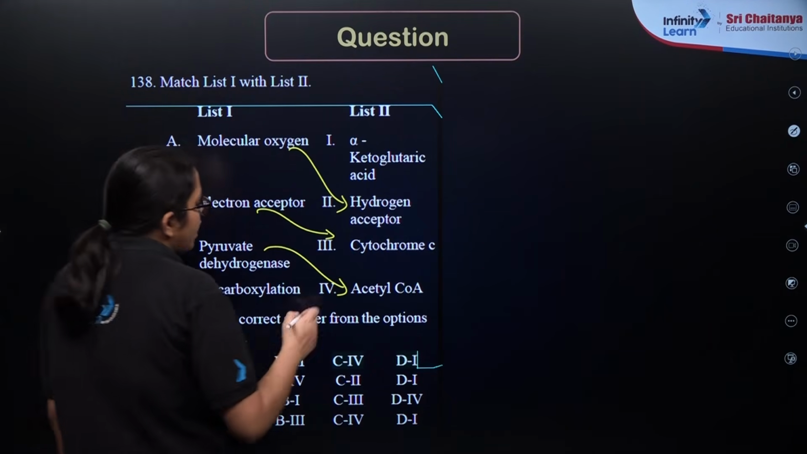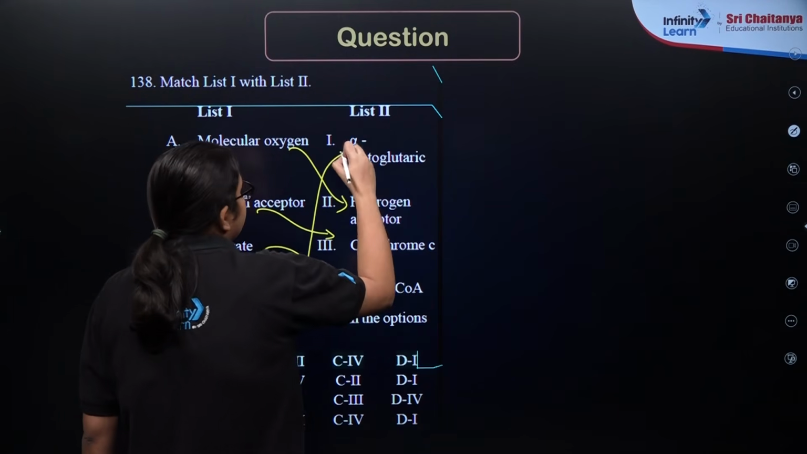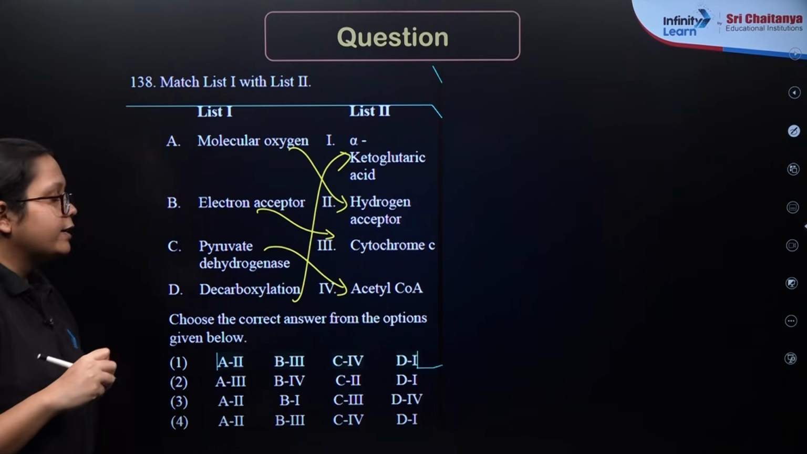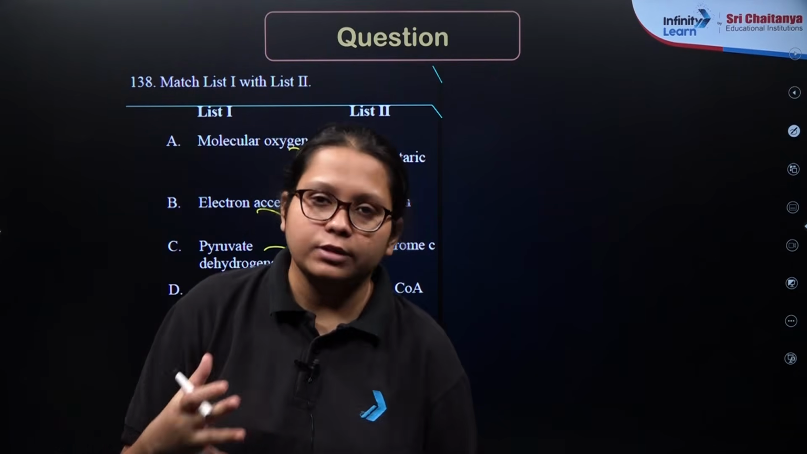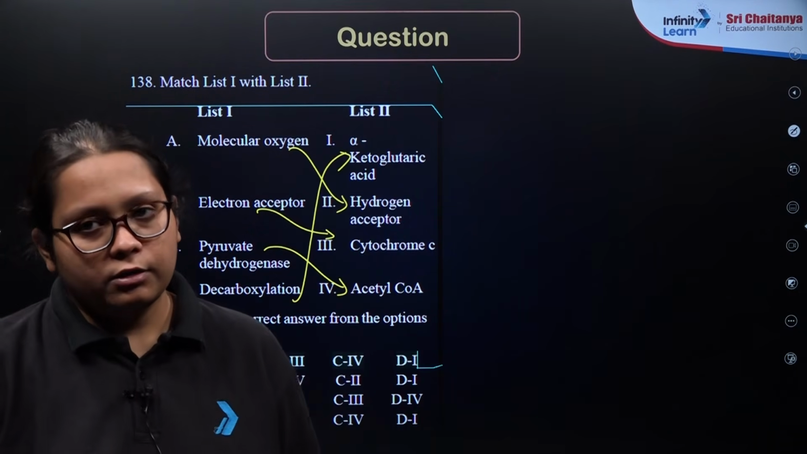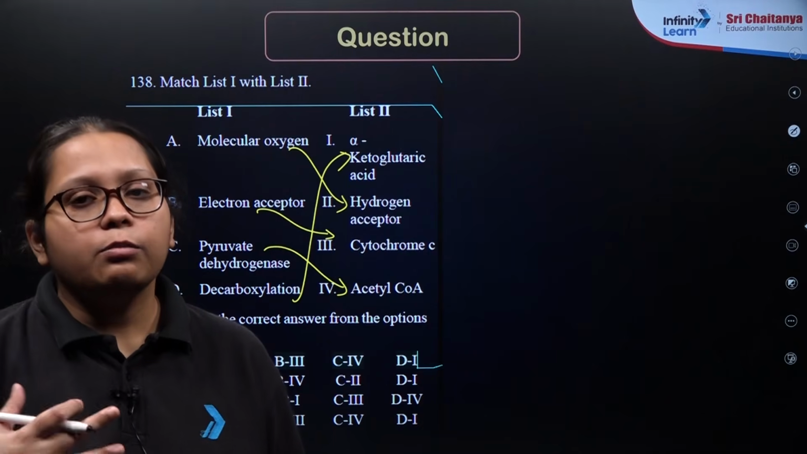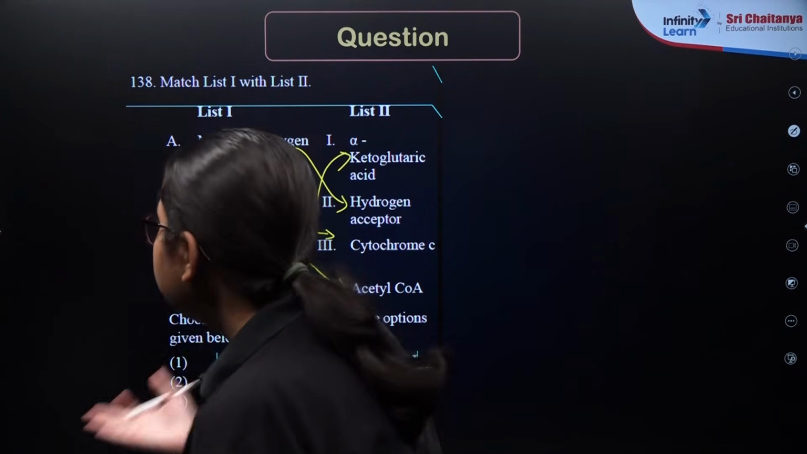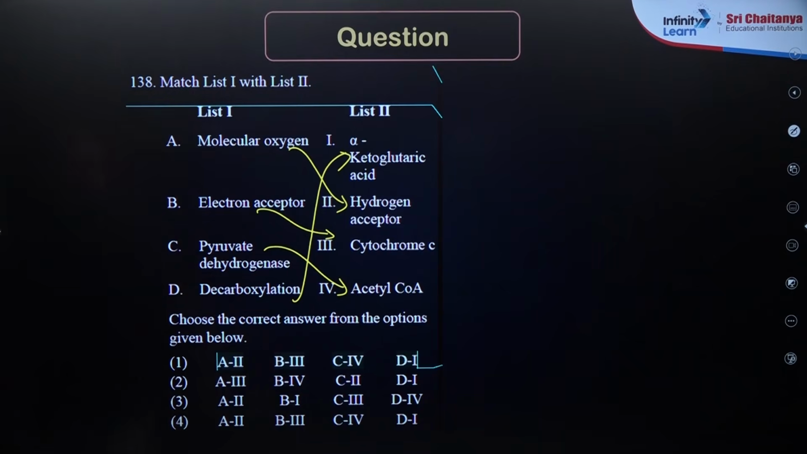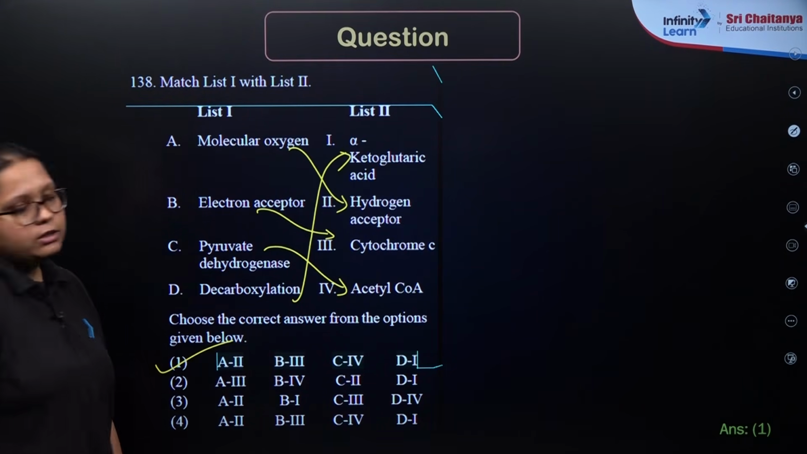And lastly, decarboxylation is leading to formation of alpha ketoglutaric acid. Decarboxylation means removal of carbon dioxide. So from isocitrate, we are removing a carbon dioxide molecule, that is your decarboxylation, and it leads to formation of alpha ketoglutaric acid. So what is the answer for this one? 1 is the correct match.